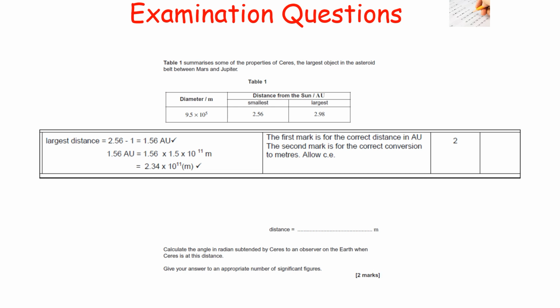We can then convert from AU to meters by saying 1 AU is 1.5 times 10 to the 11 meters. That conversion factor is given to you in your equation book. So therefore the value is 2.34 times 10 to the 11 meters.